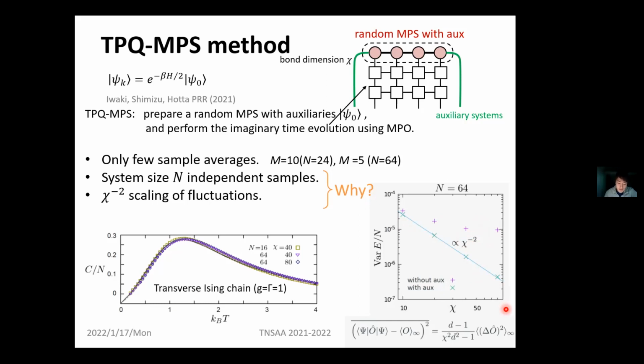The typical MPS method is a successful method, requiring only low cost both in time and in memory. But there were a few questions left. One of the motivations of the following part of this talk is to clarify why this typical MPS has such features: small size dependence and inverse-square-chi variance.